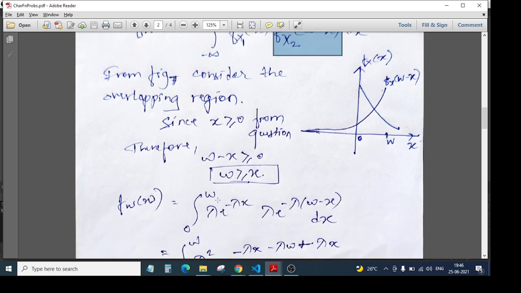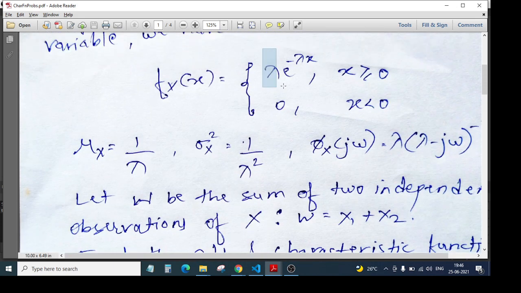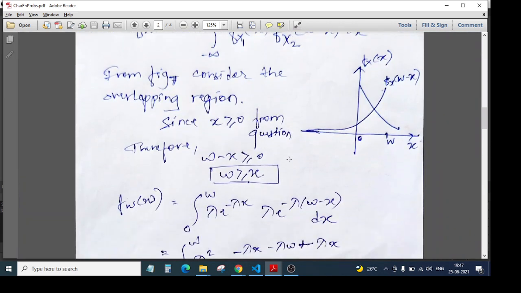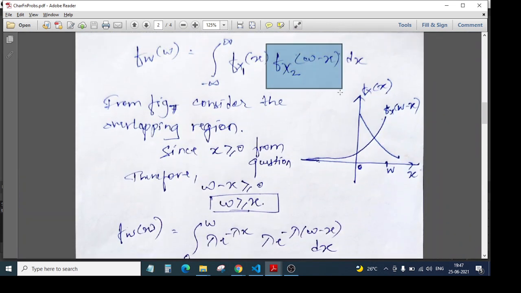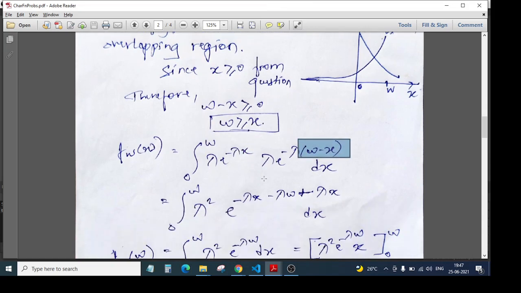So fx1 is what now? It is lambda into e raised to minus lambda x. This has been given in the question, friends. You can observe here, it is lambda into e raised to minus lambda x. And what is your fx2 of w minus x? Just shift it by w minus x, that is, replace this x by w minus x.